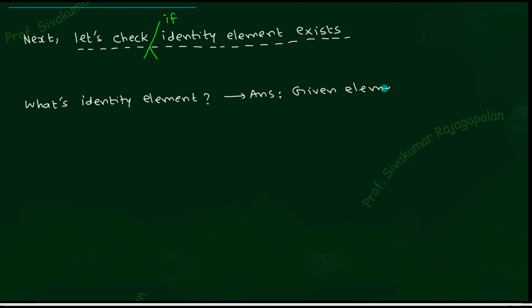You take a given element, one element. Then you take the given operator, star. Then you take its operator inverse, the operator inverse of the original element. You take the original element, then star, then the operator inverse of the original. That's all. That is the answer.